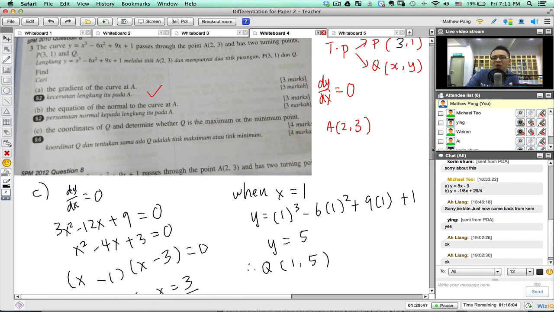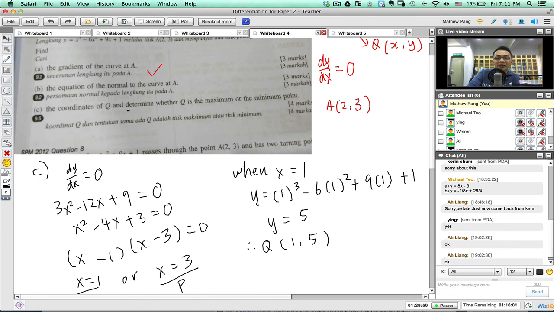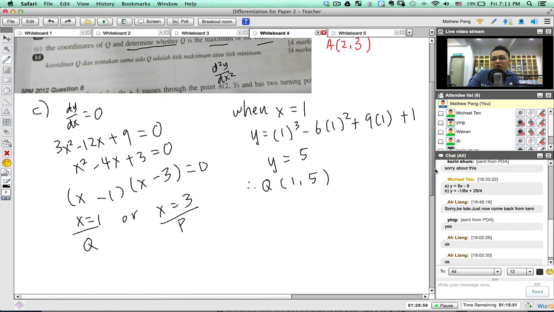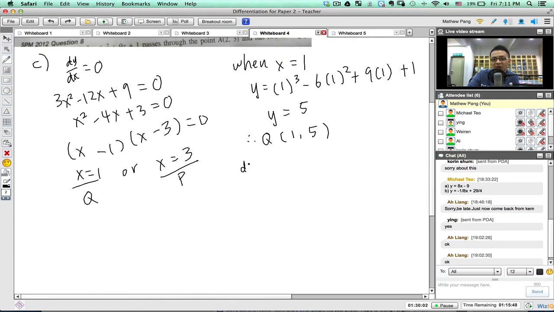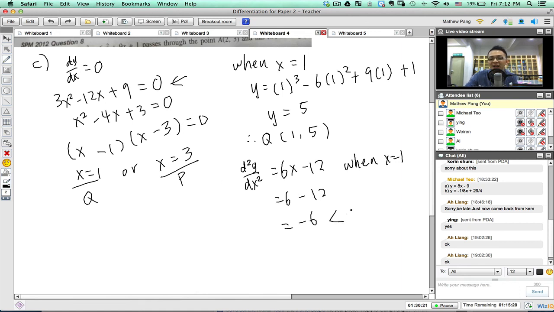Then he asks you to determine whether this one is a maximum or minimum. When determining whether it's a maximum or minimum, the first thing that should come to mind is to differentiate a second time, d2y/dx squared. This one is my dy/dx, right? So I differentiate a second time and I get 6x minus 12. Simple. So when x equals 1, I get 6 minus 12, which is negative 6. When the value of d2y/dx squared is less than 0, this means it is a maximum.